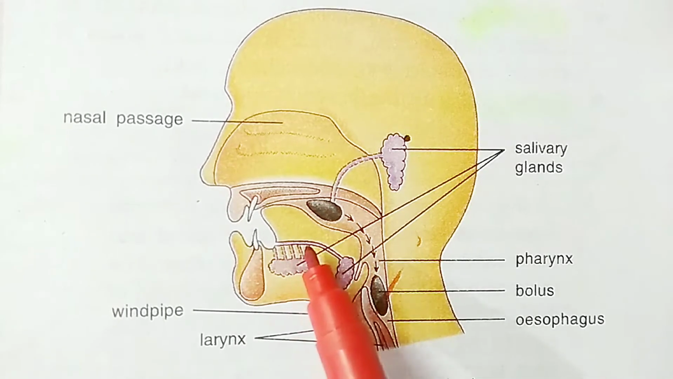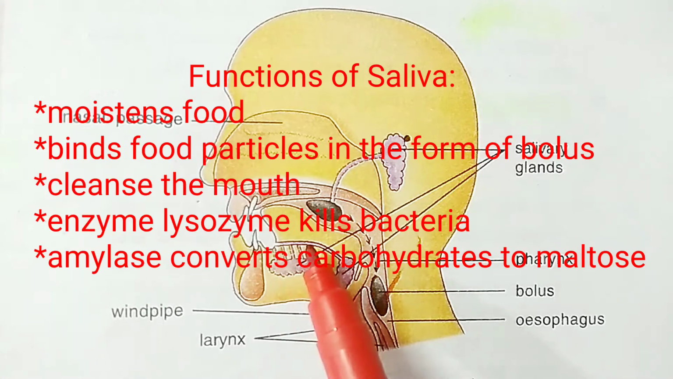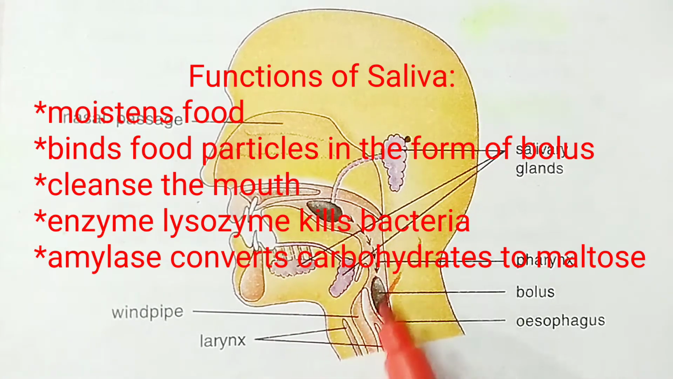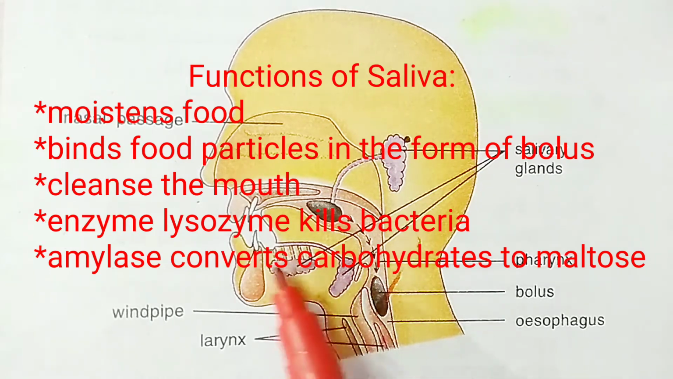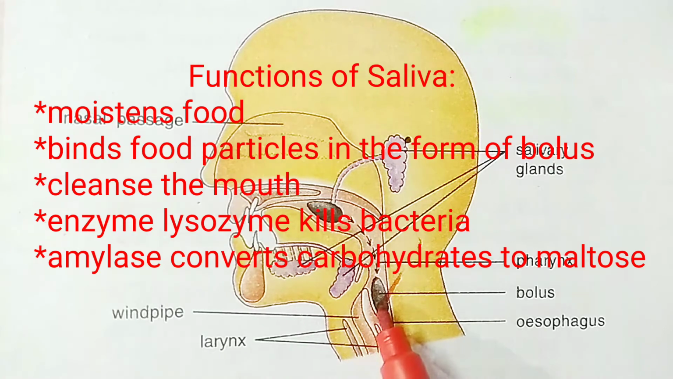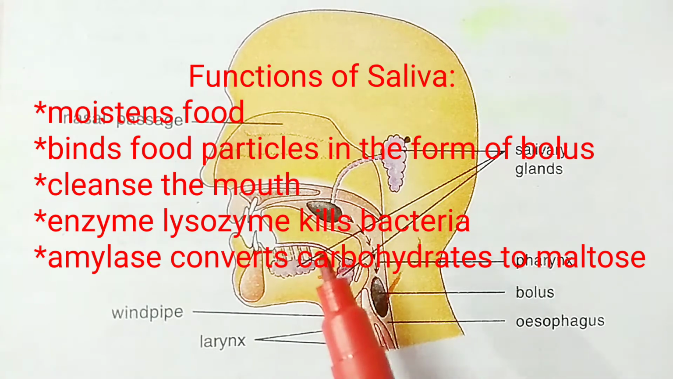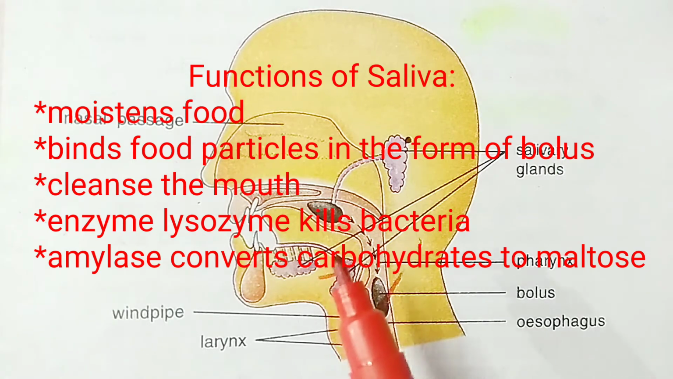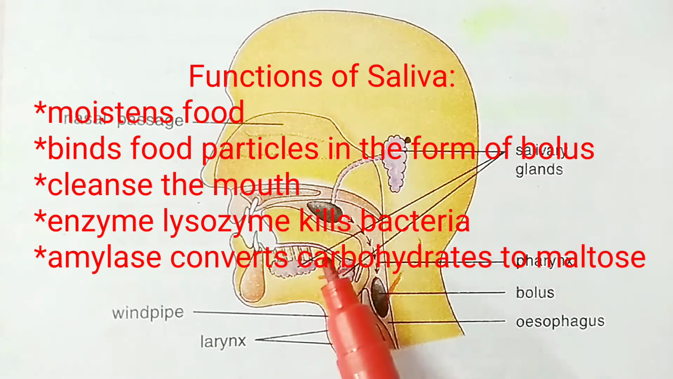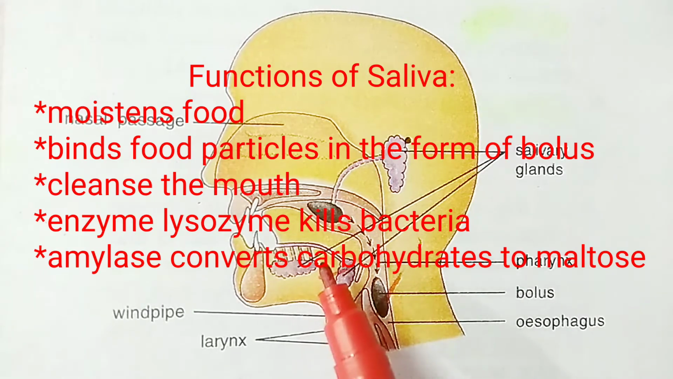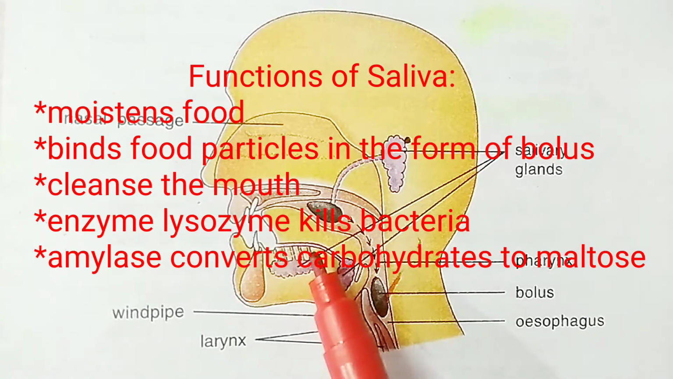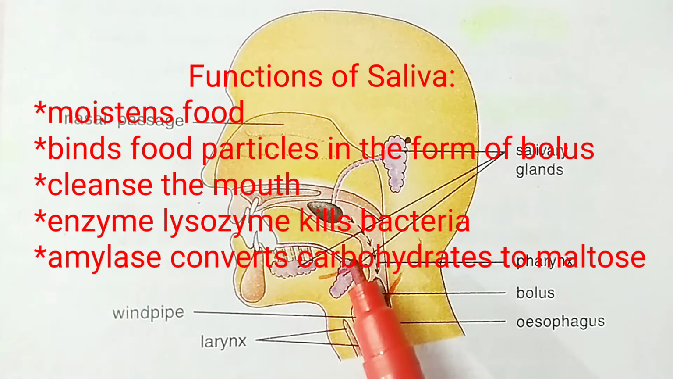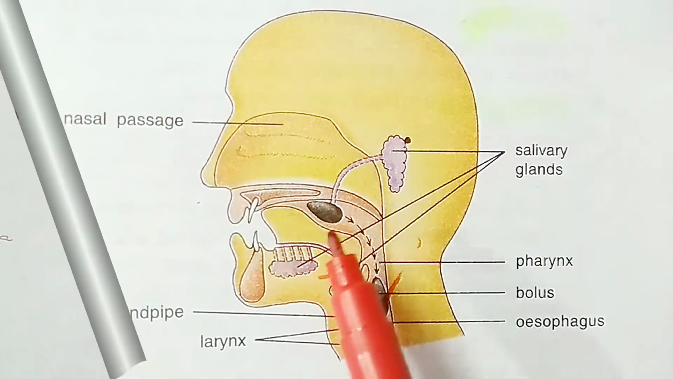Then what are the functions of this saliva? First of all, saliva moistens the food particles that help in swallowing so that we can easily swallow. It binds the food particles together in the form of bolus for being swallowed as a mass. Saliva helps to keep our mouth clean because it contains one enzyme which is called lysozyme, and this lysozyme kills bacteria and thus it acts like an antiseptic. The salivary amylase, which is also known as ptyalin, helps in the digestion of carbohydrates by breaking down some starch, not all the starch, some starch into maltose. So these are the main functions of saliva.